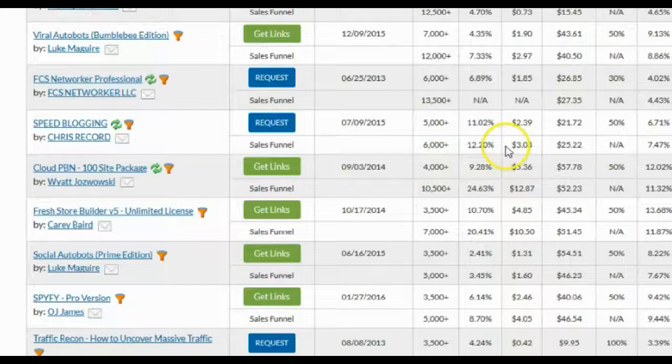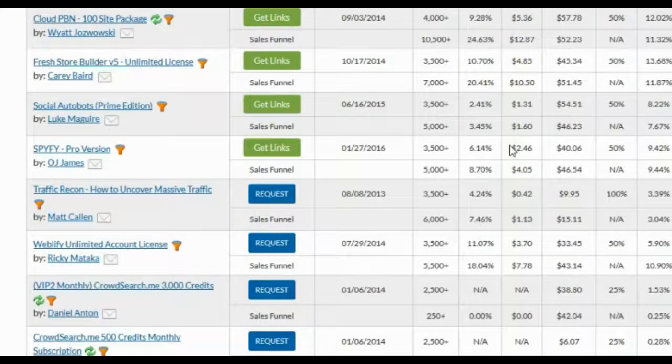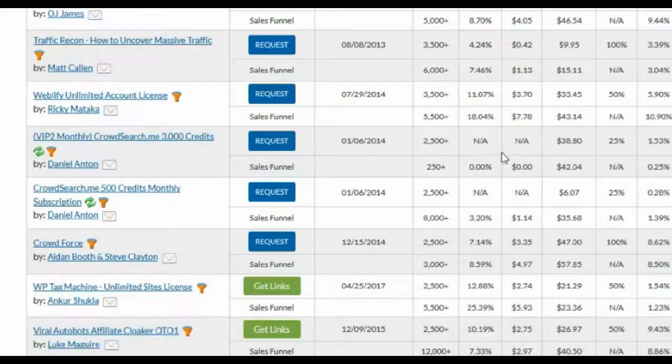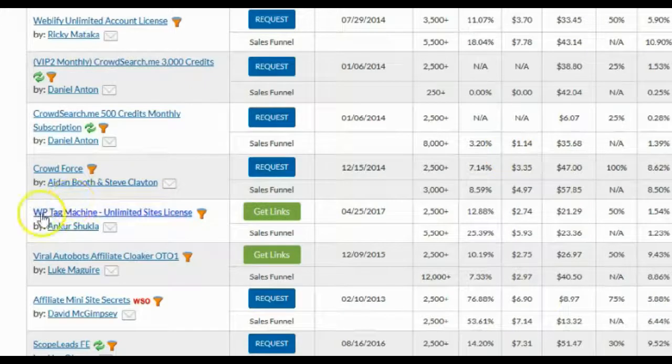I'm just going to search around here for just a minute and see if I find anything that really catches my eye. Okay, so this one here catches my eye. It says WP Tag Machine. Now, WP generally stands for WordPress. So that means this is a WordPress plugin. So it's WordPress Tag Machine. And I like WordPress plugins because WordPress plugins can be developed very cheaply, at least cheaply compared to other types of products such as software as a service.